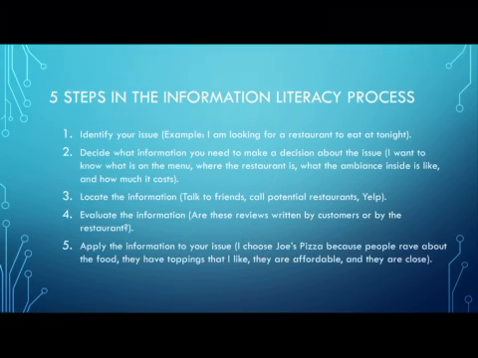There are 5 steps in the information literacy process. So we're going to use the example of, let's say you decide to go out with friends to a dinner tonight, and you have to decide where and what you're going to eat. So first, you identify your issue, which is, I'm going to eat at a restaurant tonight and I need to pick one.